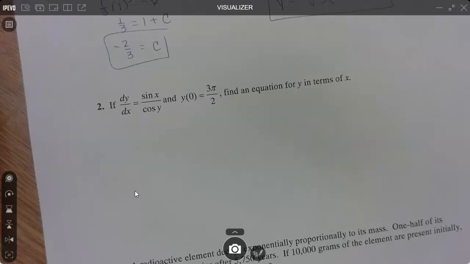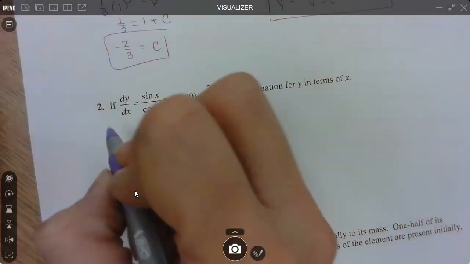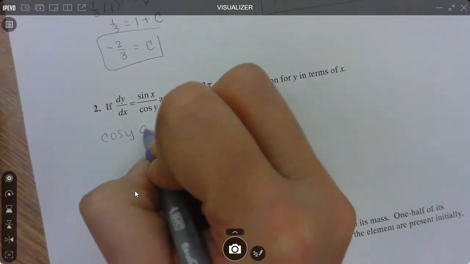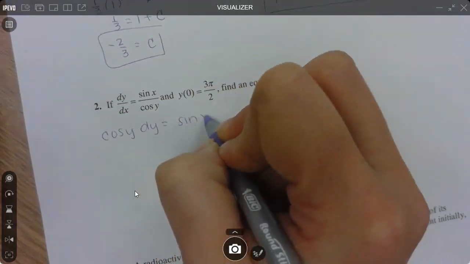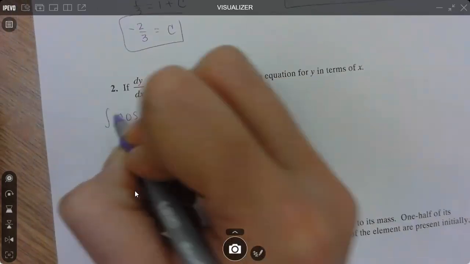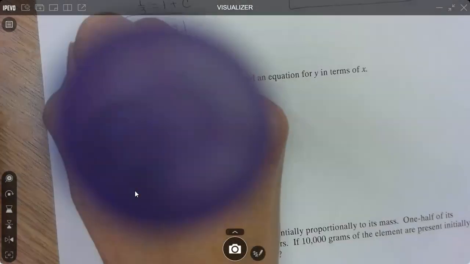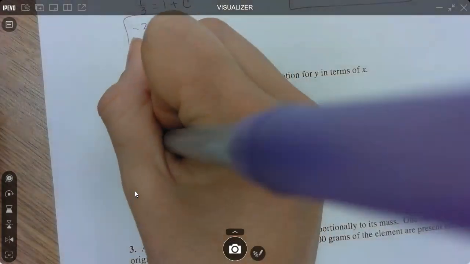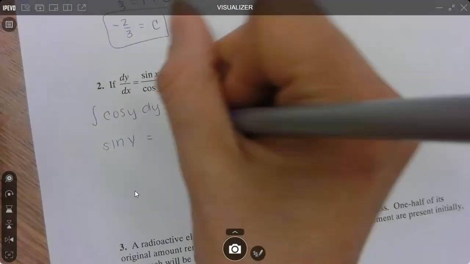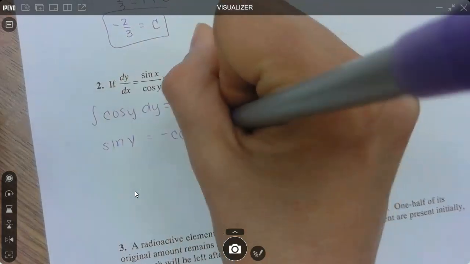And number 2, we bring back trig. So once again, we're going to cross multiply to get cosine y dy equals sine x dx. I'm going to integrate both sides. Antiderivative of cosine is sine. Antiderivative of sine is negative cosine plus c. Plugging in 0 for x and 3 pi/2, sorry, for y.